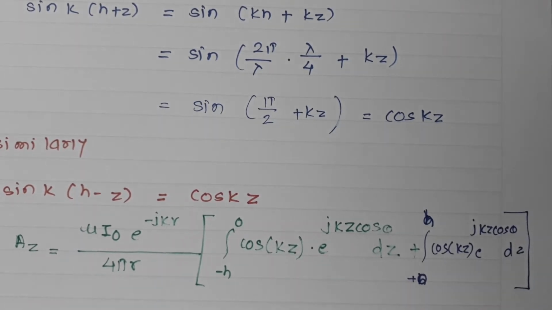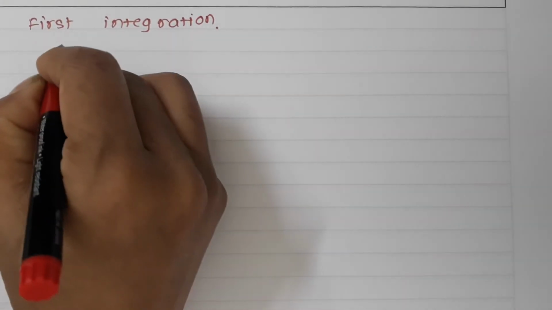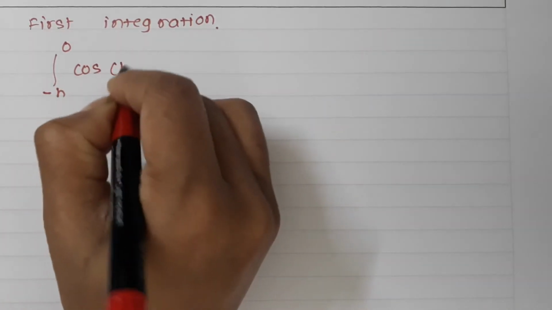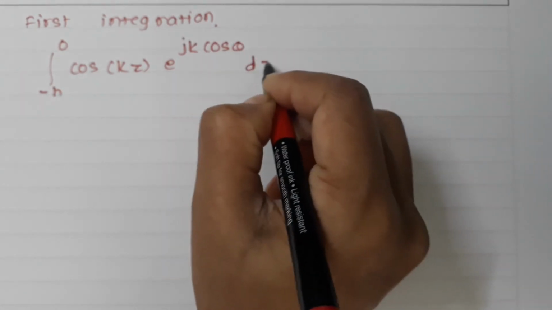So now let us concentrate only on the first integration. We know that it is from minus h to 0, so let us solve it separately. I'll concentrate on the first integration here. The first integration which I am going to get here is nothing but the integral from minus h to 0 of cos of kz e raised to jkz cos of theta dz.